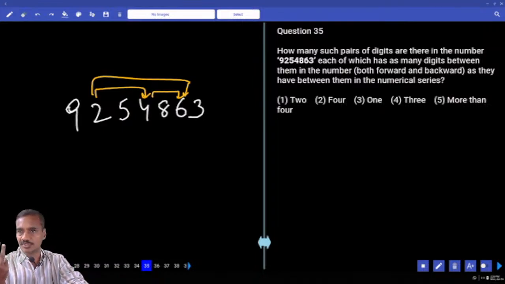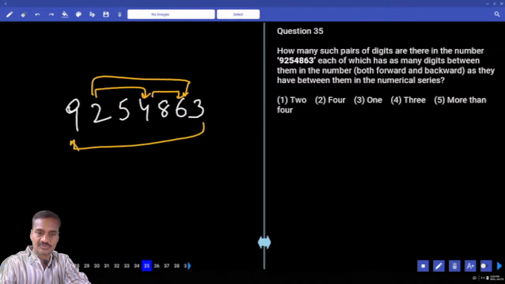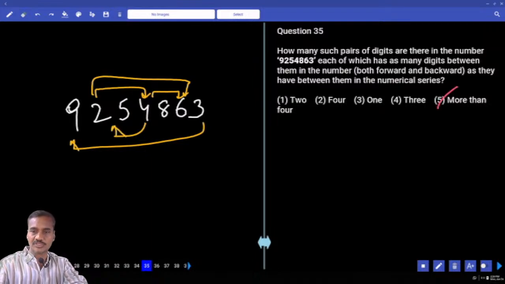How many are there altogether? 3. Then in the reverse, if you check out, 3, 4, 5, 6, 7, 8, 9, 3 and 9, there is a pair. Then next one, we need to find one more. 4 and 5, one more. So more than 4, 30, choice 5.